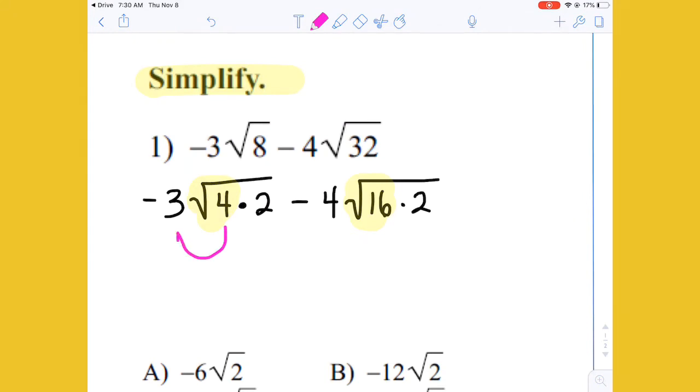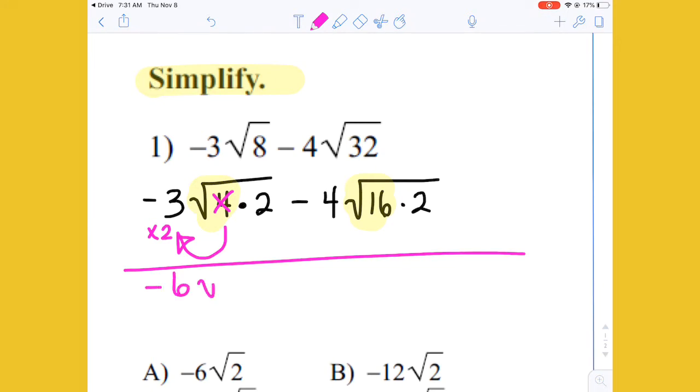When you take the square root of 4, it goes away. It is no longer underneath the radical. So what is the square root of 4? It's 2. So we're going to take 2 and multiply it times the number on the outside. It's going to give me negative 6 times the square root of 2. Now on the other expression, the square root of 16 is 4. We're going to multiply that times 4. We'll get 16. Notice that I'm bringing down the subtract sign.